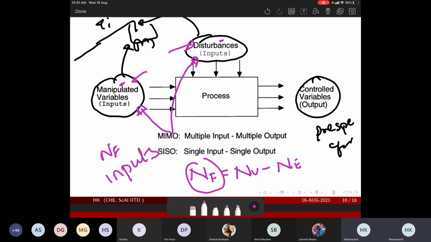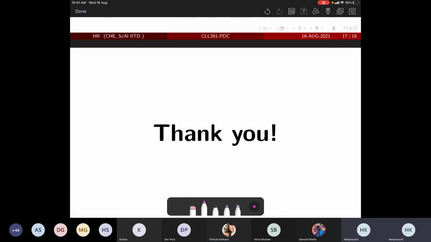So if you are given an assignment of designing a control system for any process, the first thing that you would do is this analysis, come up with your number of degrees of freedom, and classify them as manipulated variables or disturbance variables. That would give you an idea of what instrumentation you need to put in to achieve all of this. Is this clear? Yes. Any questions on this?